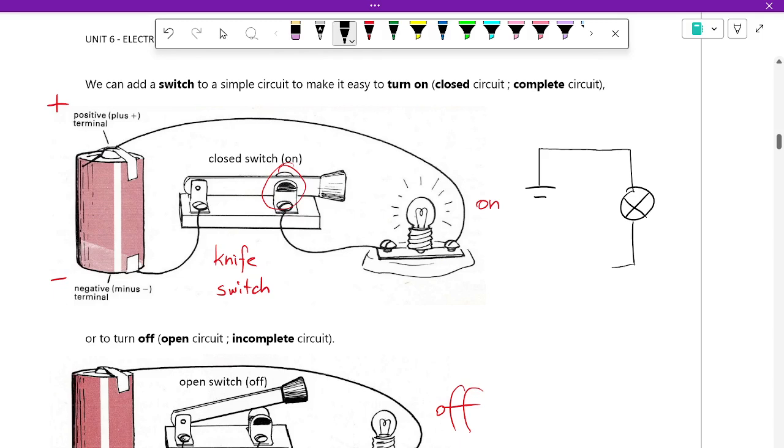And down on the bottom, we have a closed switch. So I'm going to put a dot, and I'm going to put a dot. That shows me that I have a switch, and it is closed.